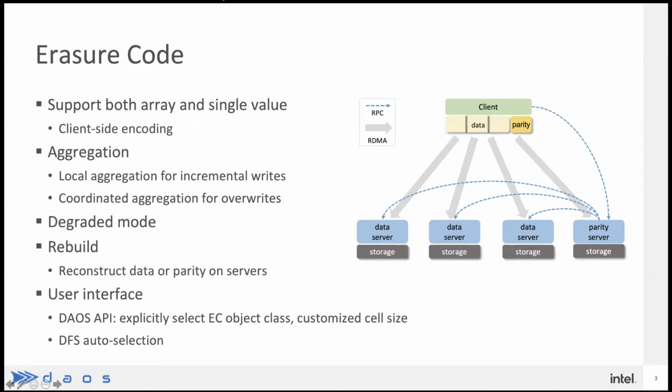Erasure Code is the biggest feature we worked on this year, and it is the second data protection method supported by DAOS. Replication is the first one. EC is more space and bandwidth efficient than replication, but it's more expensive because it requires a lot of computation. Specifically, because the DAOS client is a library linked with the application on the compute node, and the compute node has way more compute resource than the DAOS server.